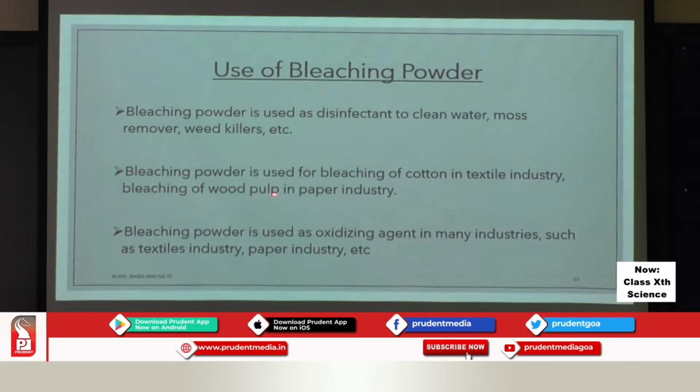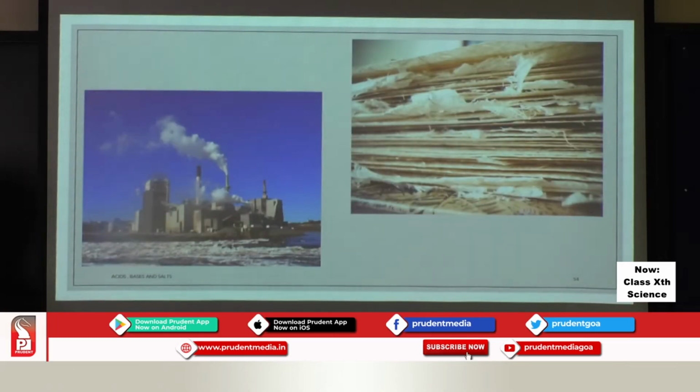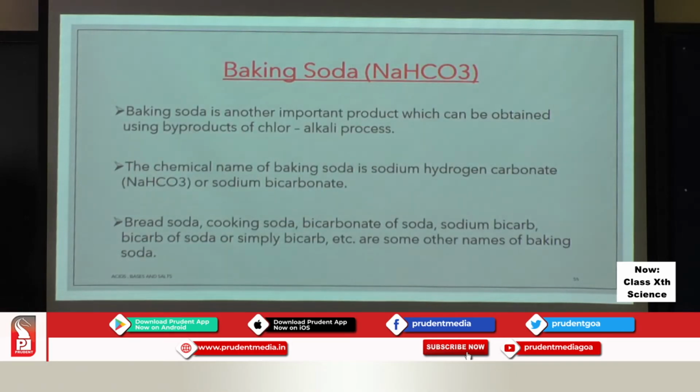So, bleaching powder is used for bleaching of cotton in the textile industry, and it also plays a very important role in the paper industry. It is used as an oxidizing agent in many industries, the same in paper. You can see this is the color of paper when it is being synthesized. It is not bright white, it is yellowish in color. So, here is one of the industries that makes wide use of bleaching powder.